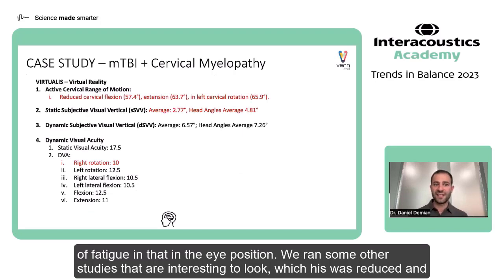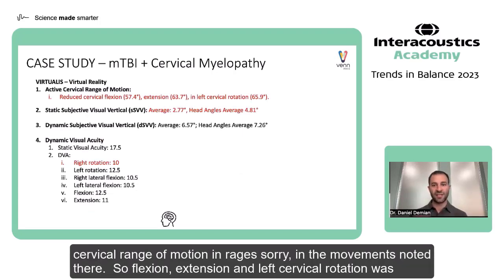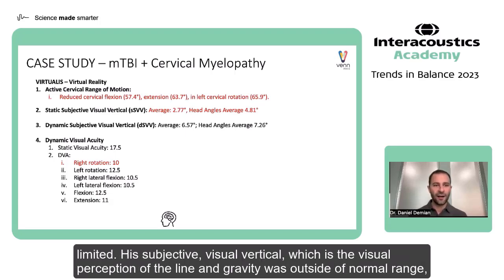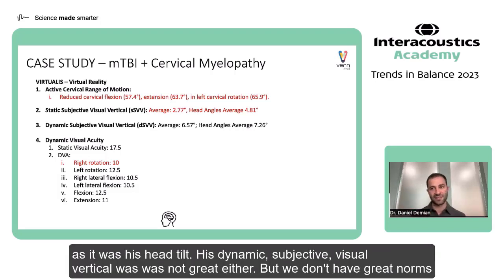We ran some other studies that are interesting to look at. He was reduced in cervical range of motion in the movements noted there. So flexion, extension, and left cervical rotation was limited. His subjective visual vertical, which is the visual perception of the line of gravity, was outside of normal range, as was his head tilt. His dynamic subjective visual vertical was not great either, but we don't have great norms for that.